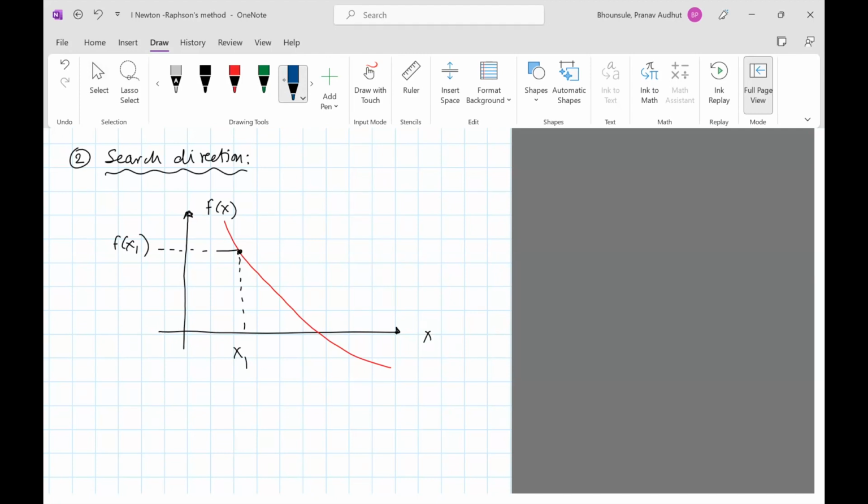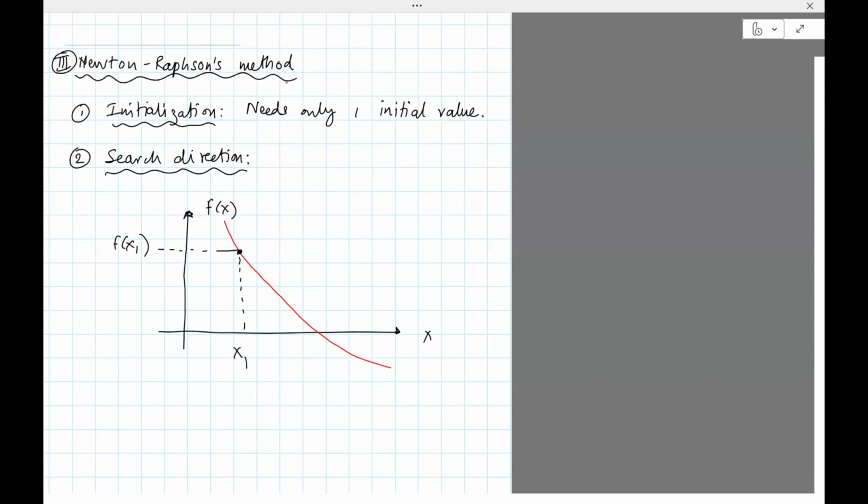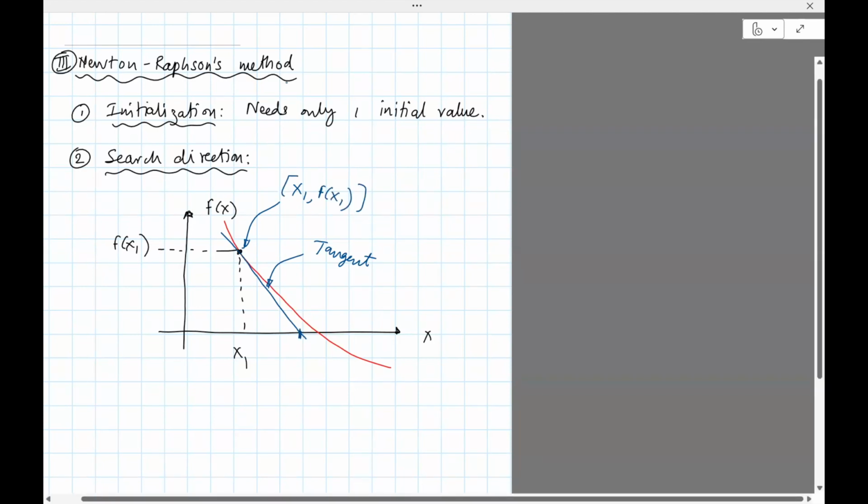Okay, so what the Newton-Raphson method does is it basically draws a straight line, which is a tangent to the curve at x1. This is the tangent. So this point, as you know, is x1 comma f of x1. So you draw a tangent, and this point is where the tangent intersects the x-axis. So the y-coordinate of this point is going to be 0. Just draw it here.